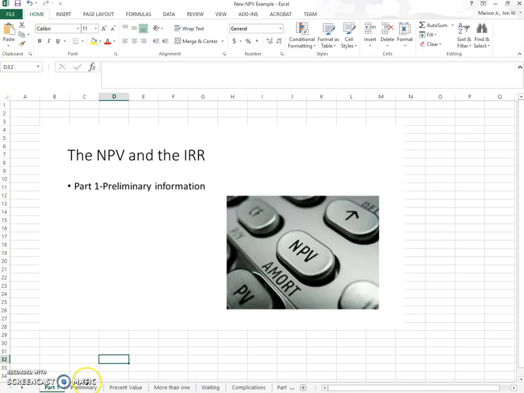Hello and welcome to an overview of the NPV and the IRR. These are two financial analysis tools that are often used in assessing the viability of projects. In other words, quantitative project selection methods. The concepts can be a bit abstract, so let's take a look at some preliminaries before we actually work a problem.